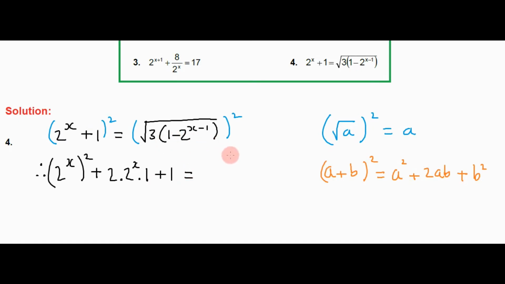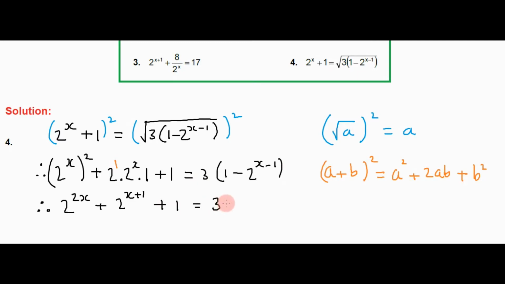Then squaring the right hand side, the square root will fall away by this law, so we're left with 3 into 1 minus 2 to the x minus 1. Here we can multiply the powers. x times 2 is 2x. In the middle term on the left hand side, the 2 has a power of 1 that we don't write. So we can add the powers here because the bases are the same, and we get 2 to the x plus 1. We can also multiply out the right hand side.